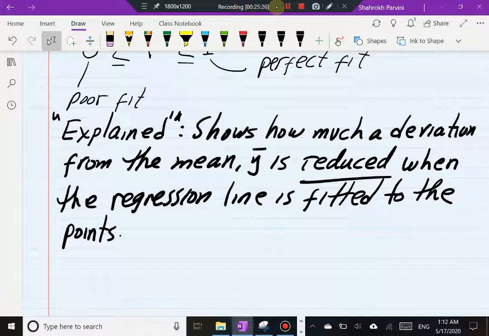Remember, therefore, the deviation of the regression from the overall mean is called explained deviation, because it shows exactly how much of the total deviation from the mean of an observed value, that is, y bar, is reduced when the regression line is fitted to the points. Okay, so now let me bring up an example. We go to StatCrunch and do an example where we have to find just the R squared.